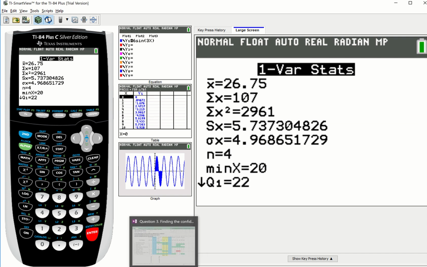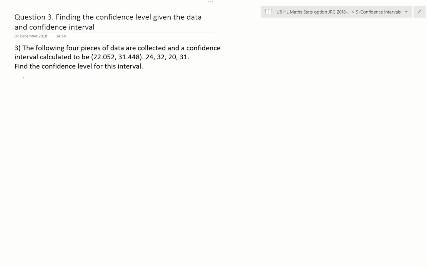Let's write that down over here. We know that X bar is 26.75. We know that SX, which is Sn minus 1, just get used to our notation, is 5.737. We know that sigma x, which is Sn, is 4.969, and we know that n is 4.